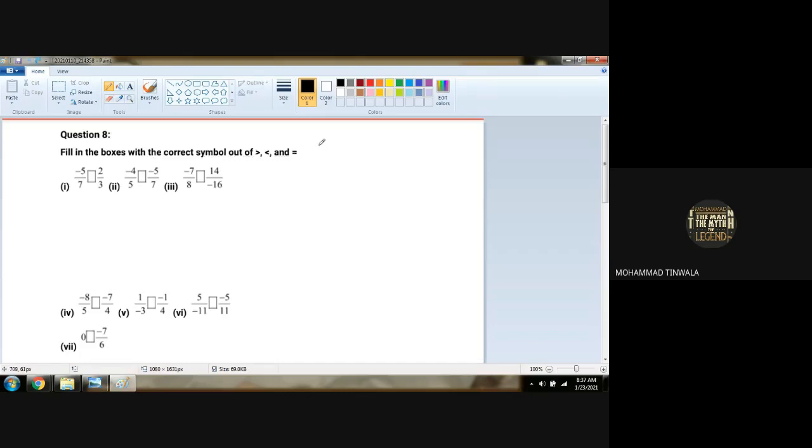Which one is the greater rational number? Which one is the smallest rational number?